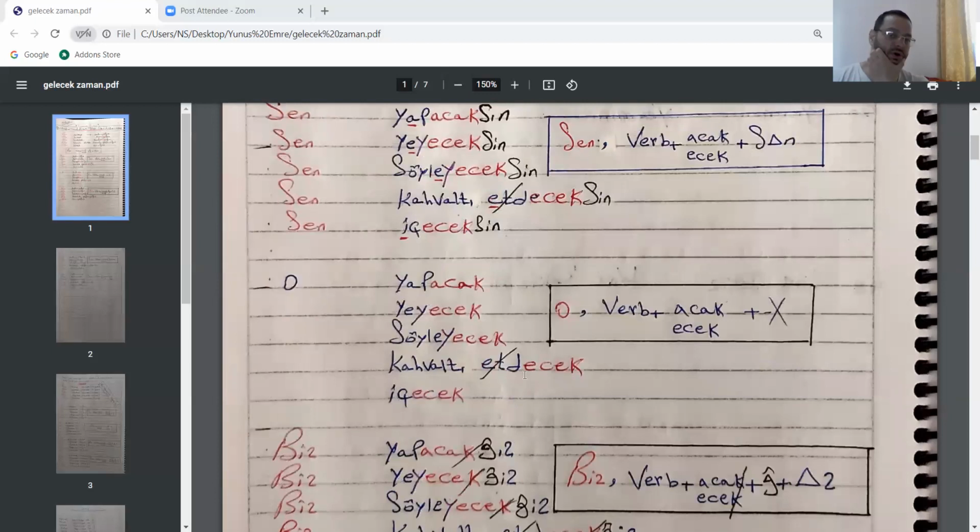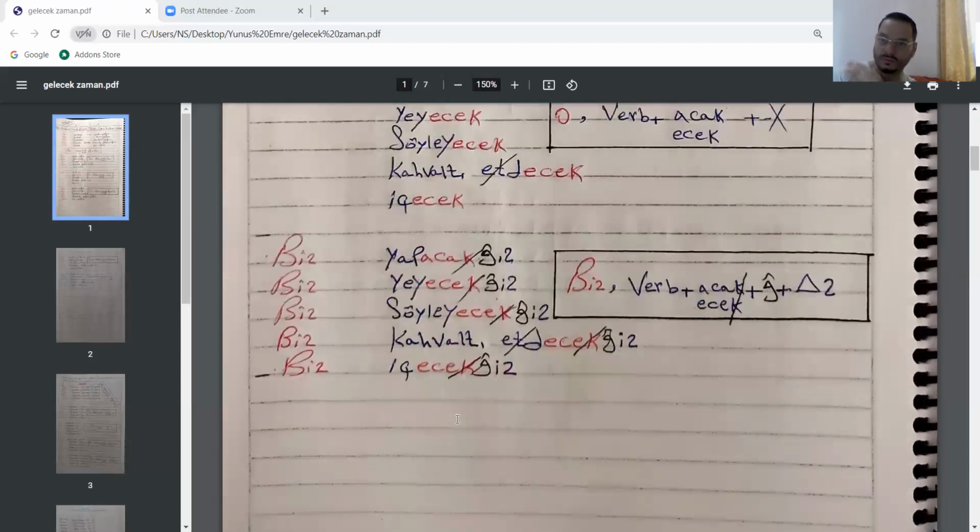Now let's talk about the easier pronoun, o. That means he or she. Like I said before, in the Turkish language, we don't have any difference between he or she. All of them, we can say o to them, okay? Let's take a look at this form: verb, acak, ecek, and without any addition, because it's easier to pronounce in the Turkish language. It will be yapacak, yiyecek, söyleyecek, kahvaltı edecek, içecek.